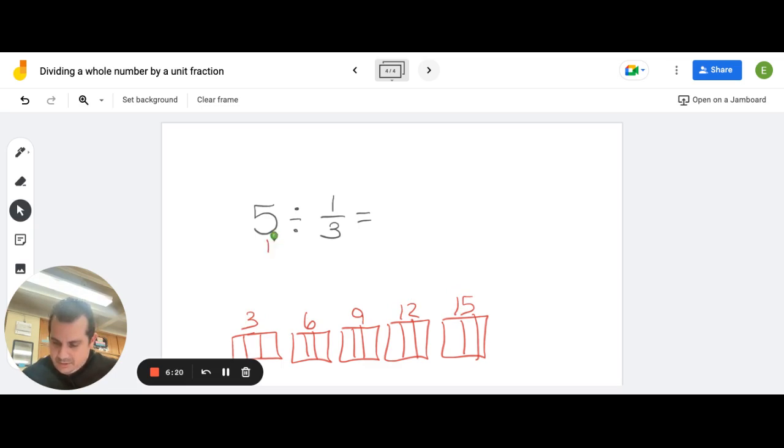Let's do keep, change, flip. Keep my 5 the same. Change division to multiplication. And flip 1/3 to 3/1. Now I'm going to multiply straight across. I could put the 5/1. 15/1, I could just write as 15. So that's how you divide a whole number by a fraction.